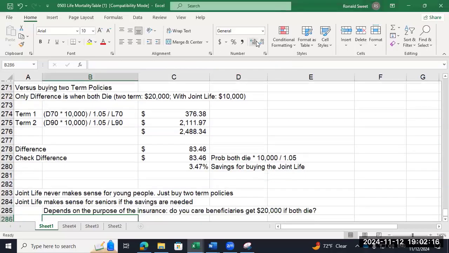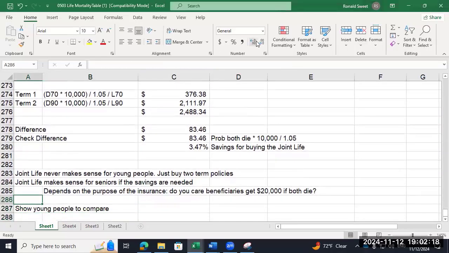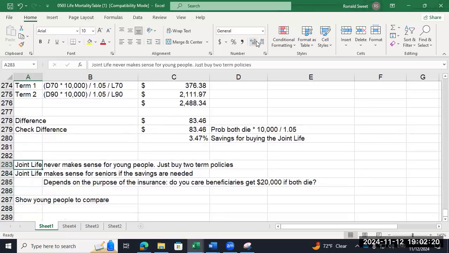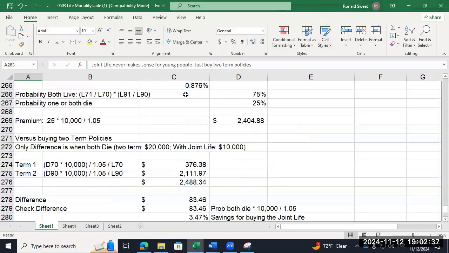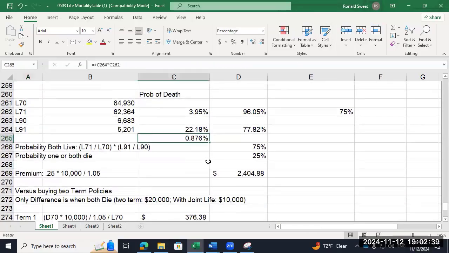So, a short paragraph, pretty simple paragraph. Do point out that for young people, under the age of probably 40, I would say, it just doesn't make sense to buy joint life. This is almost exclusively a policy for older adults. Because it all comes down to the probability that they both die. Even here, it's less than 1%. So with a really young person, you're talking about something that's practically impossible.